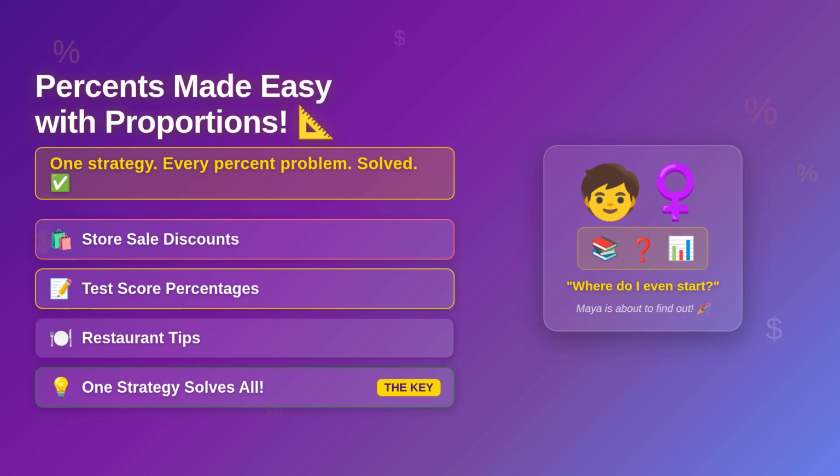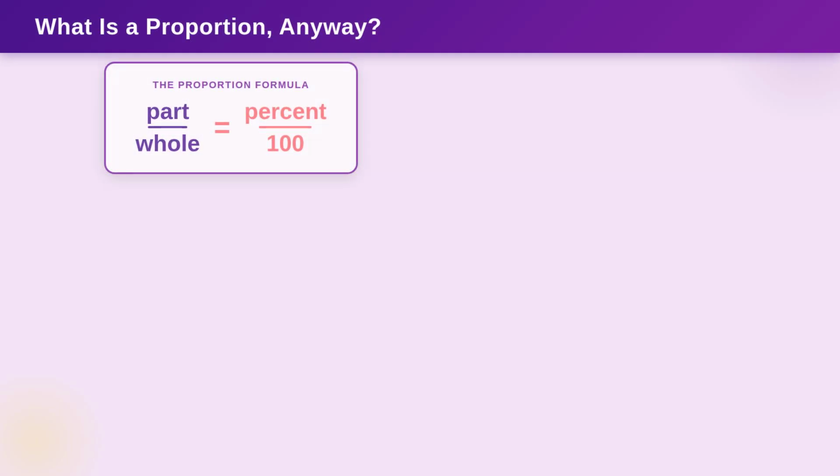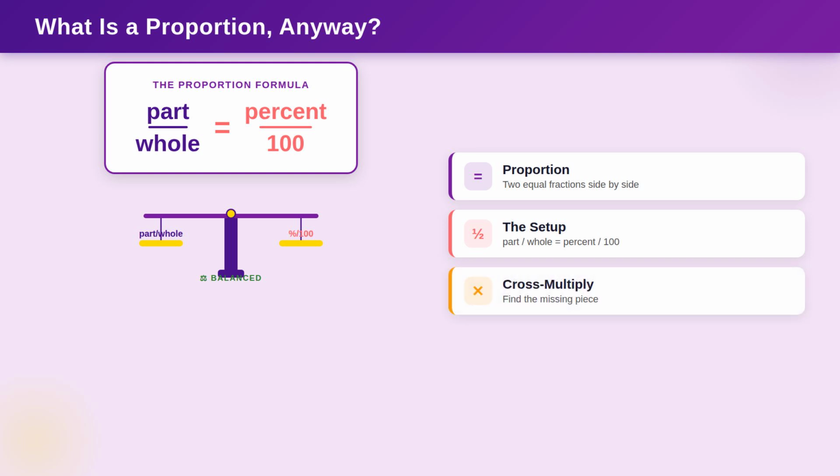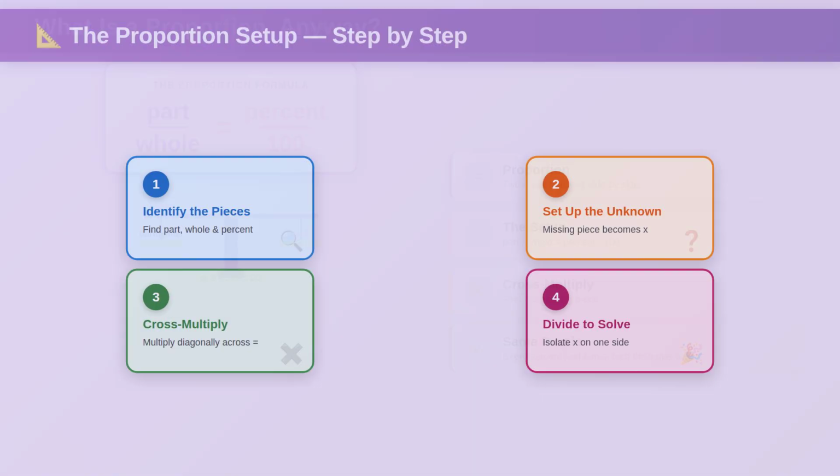Let's go. Before we help Maya, let's build our foundation. A proportion is simply 2 equal fractions set side by side. For percent problems, we use this setup. Part over whole equals percent over 100. Think of it like a balance scale. Both sides must be equal. The magic move is cross multiplication, which lets us find the missing piece. Once you see this pattern, every percent problem becomes the same puzzle. And puzzles? Those are fun.